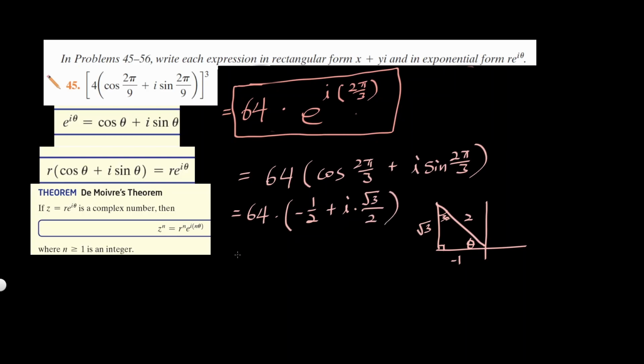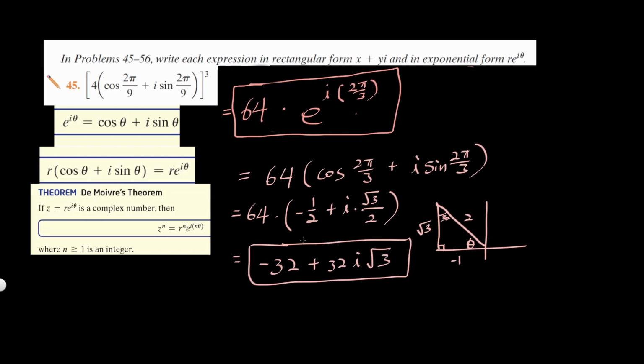All you need to do is distribute now. There'll be negative 32 plus 32, and then i square root of 3. So this will be rectangular form.